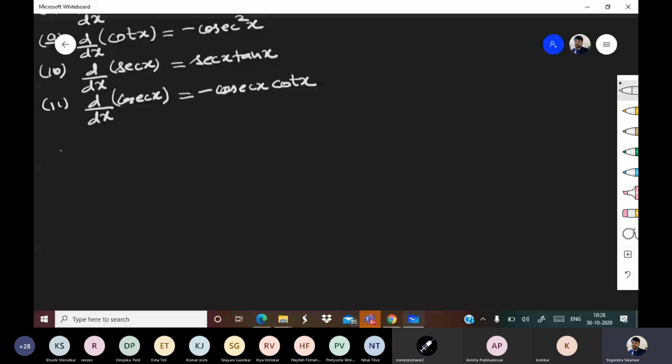Just a second, everyone. I think it is hanged. Okay, now please find the next question. D by dx of x square plus sine x. Okay, please find.